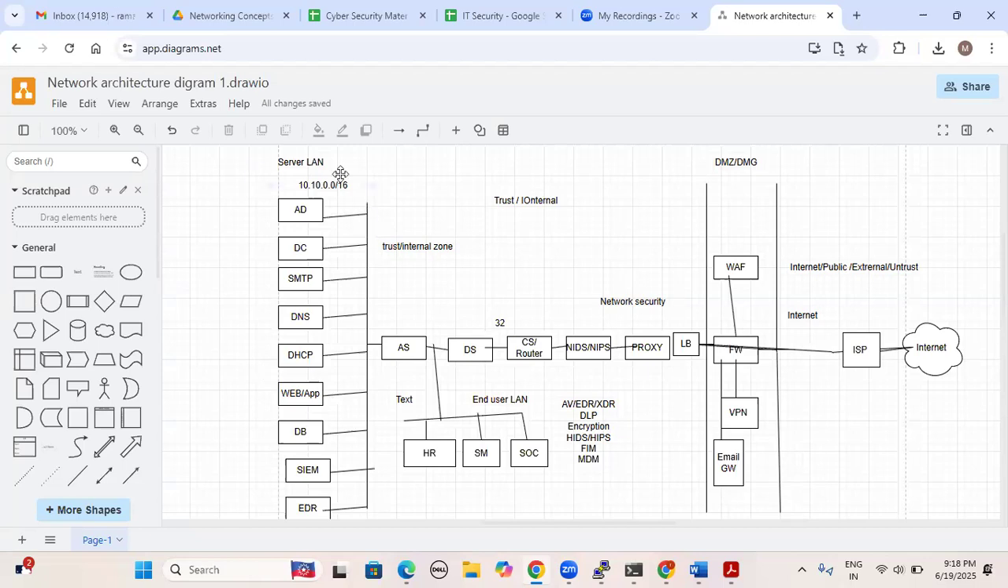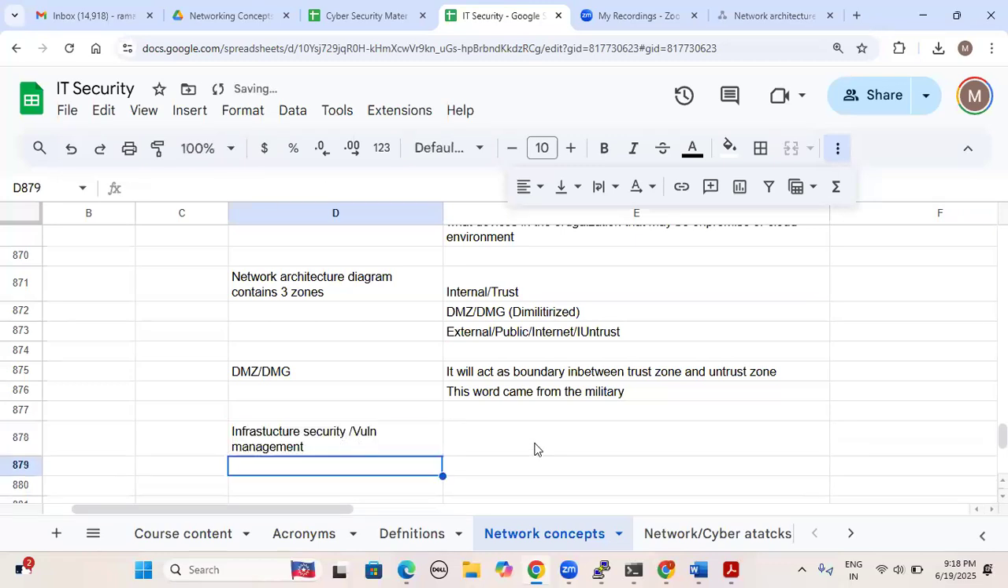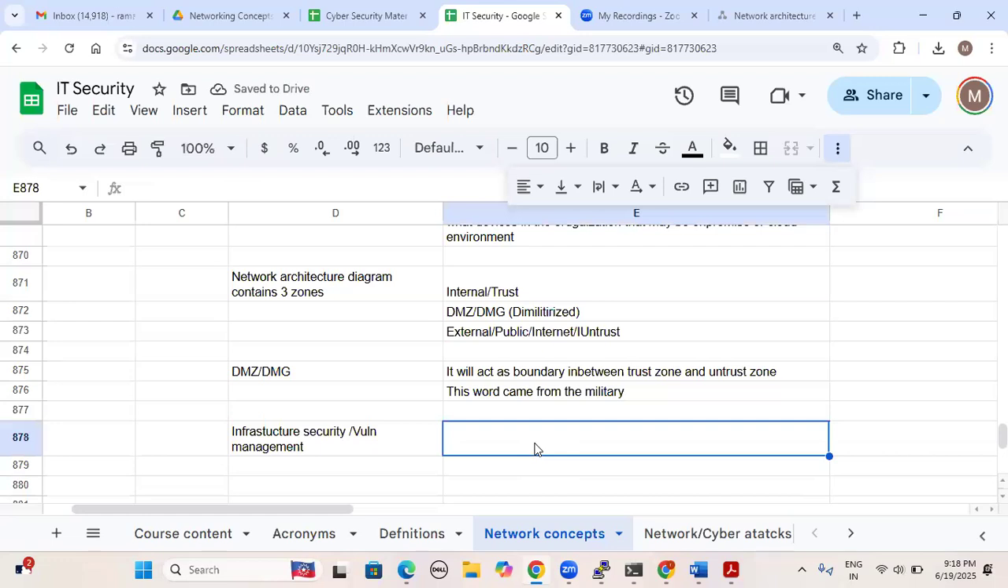Now let's go and discuss infrastructure security. That is our first domain. Once we complete our network and cyber attacks, I'm going to discuss this one. Under this one, vulnerability management. There are so many vacancies for vulnerability management also in our market.